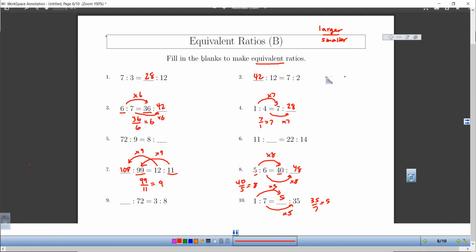All right, so that's how you do these problems. Again, take the larger, divide by the smaller, and that gives you your factor. That tells you what you are going to multiply by.